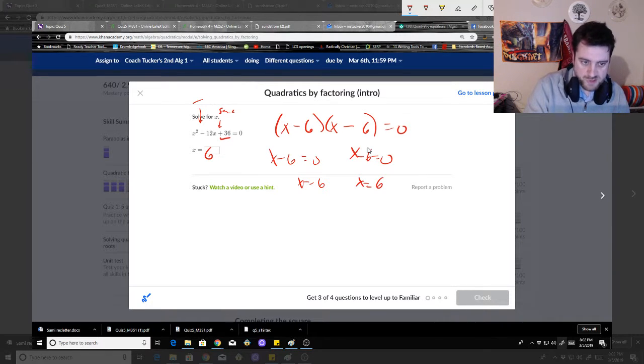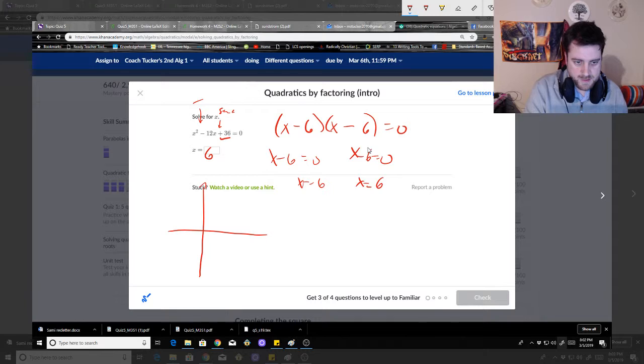So if you were to actually graph this, if you actually graphed it and see what it looked like, you would get this. Y, X, 1, 2, 3, 4, 5, 6. So it crosses here and only there. I know it opens up because A is positive. So we'll just go up like that, except it'd be way steeper.